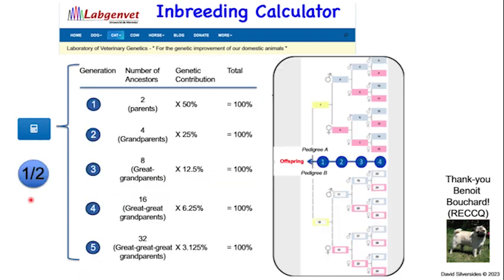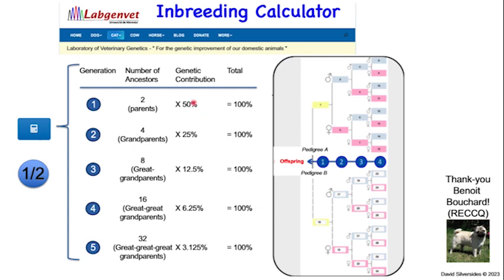And the calculations are based, once again, on 1 over 2 to the number of ancestors. Two parents in the first ancestral generation, each one of which contributed 50% of their genome to the offspring. In the second ancestral generation, four grandparents, each one of which contributed 25% of the genetic composition of the offspring. For the third ancestral generation, eight great-grandparents, each one of which contributed 12.5% of the genetic complement of the offspring in question. For the fourth ancestral generation, 16 great-great-grandparents, each one of which contributed 6.25% of the genetic composition of the offspring in question.